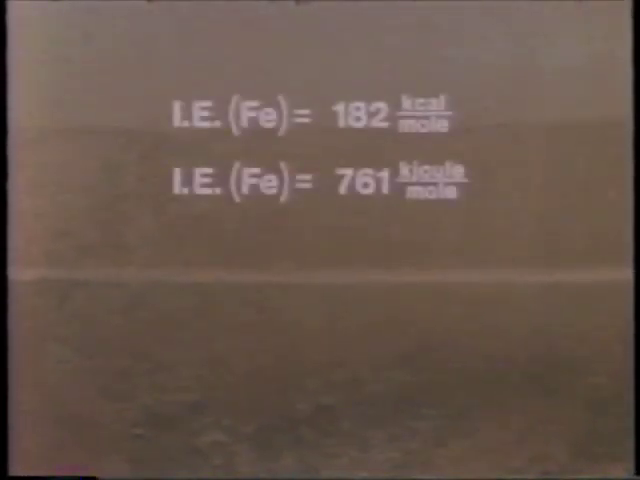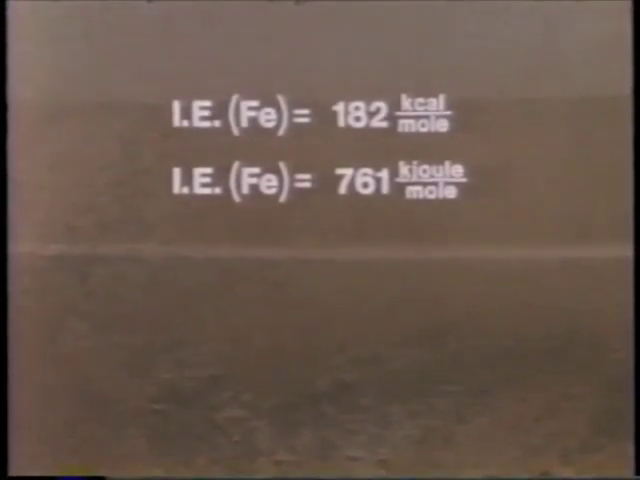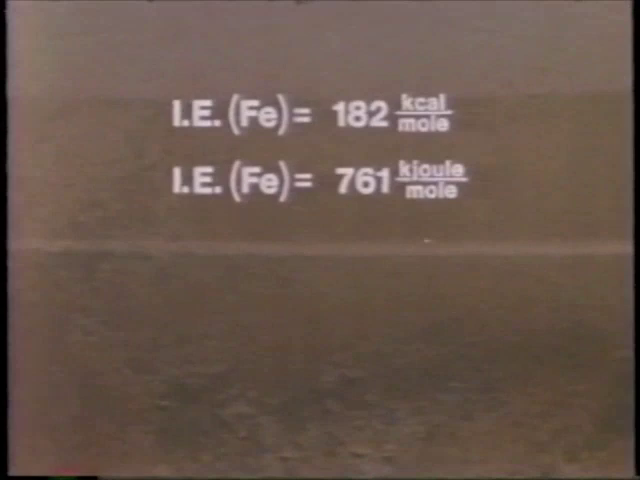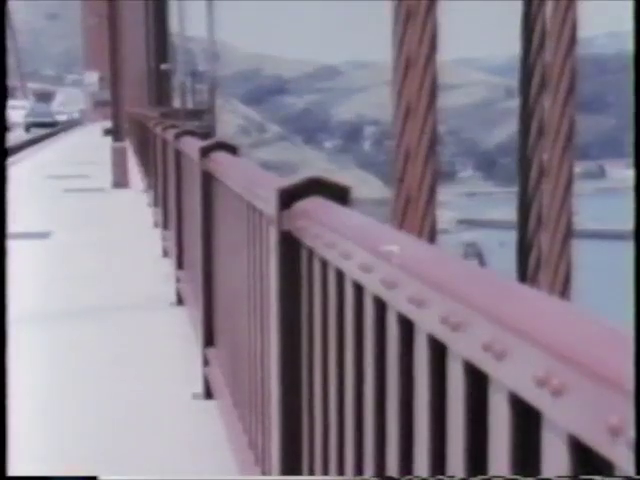For example, iron corrodes as it loses electrons to oxygen. This is consistent with the low ionization energy of iron compared to that of oxygen. Corrosion is prevented if a layer of paint stops the electron transfer by keeping the iron from contact with oxygen. This is only one of many chemical reactions that can be understood in terms of ionization energies.